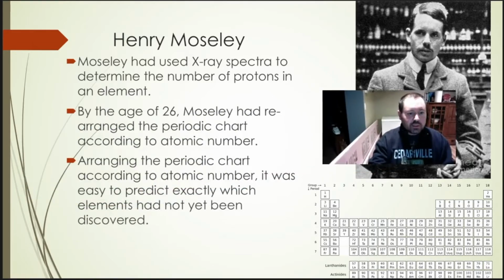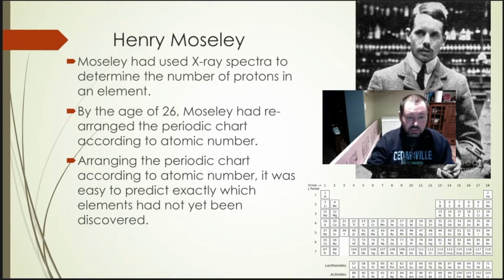So by the age of 26, Henry Moseley rearranged the periodic chart according to atomic number, which is a big deal because he kind of helped discover some of the proton stuff. He wasn't the only one, and we remember that from previous lectures. And he arranged the periodic chart according to atomic number. That made it easy to predict which elements had not yet been discovered, but there's some sad news because Henry Moseley was supposed to be the next Einstein.